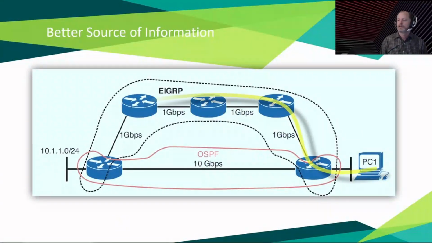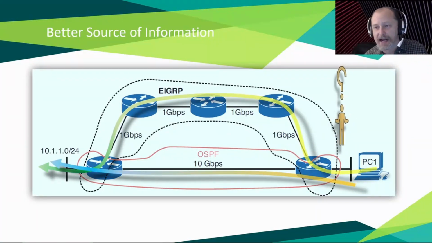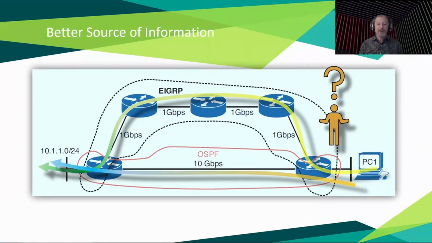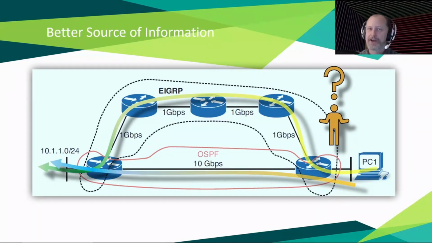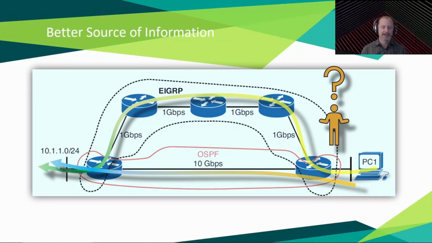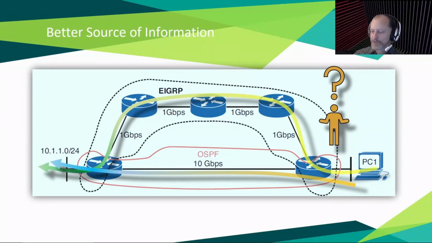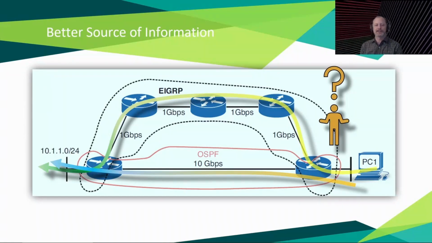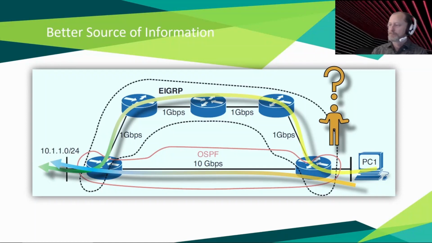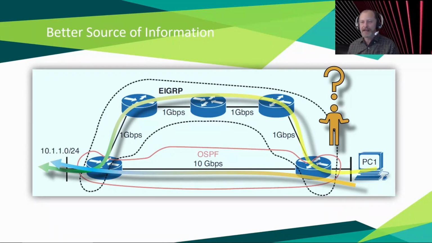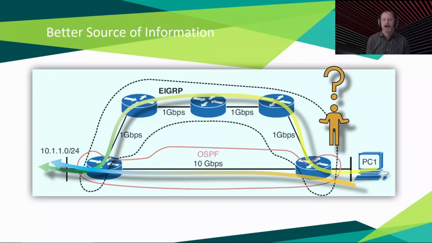Here's a scenario. PC1 wants to get to that subnet. There are 2 ways to get there. Which path is better? Any ideas? This is a hard one. I'll give you an easy one. Which way should we go? We've got 2 choices here, OSPF or EIGRP. OSPF, exactly. It's faster. It's 10 gig versus 1 gig.